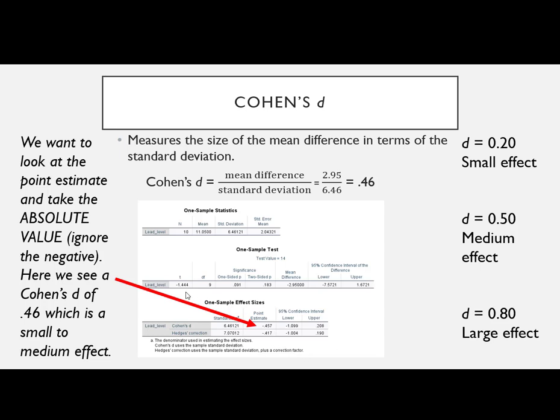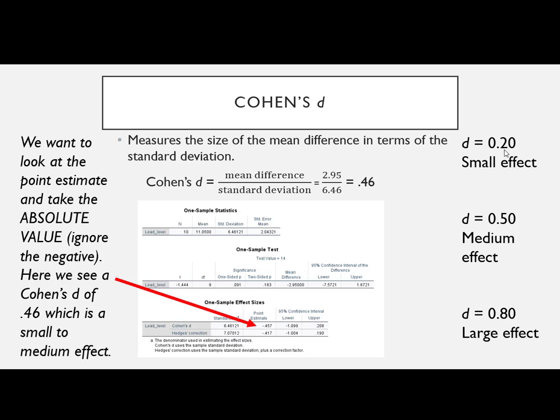Now here it's negative because this was all in the left tail. But we're just going to take the absolute value. See, we have Cohen's d and Hedges' correction. This is a standardizer, and this says point estimate. We want the point estimate. We're going to take the absolute value, so we ignore the negative, and here we see a Cohen's d of 0.46. Here are our benchmarks.